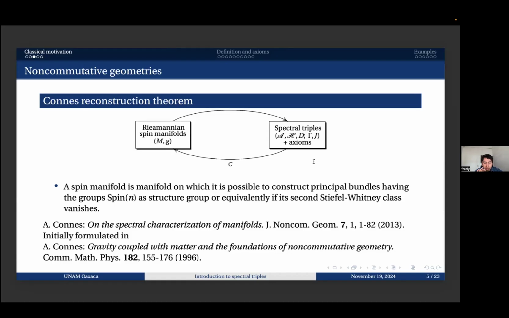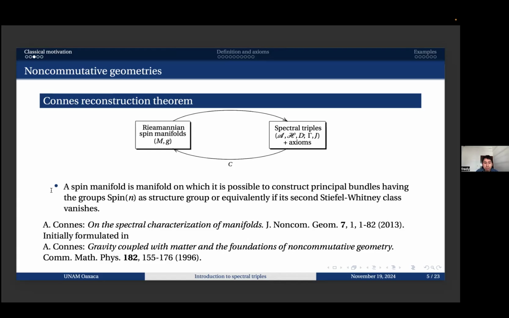The corresponding dual objects to Riemannian spin manifolds are called spectral triples. Here I wrote four letters, but in principle, a spectral triple consists of a star algebra, a Hilbert space, and a Dirac operator. So, what is a spin manifold?